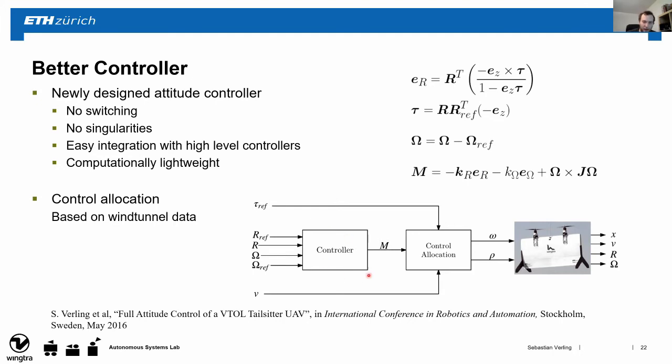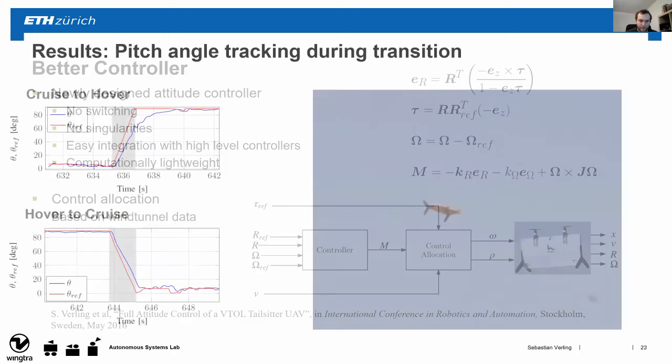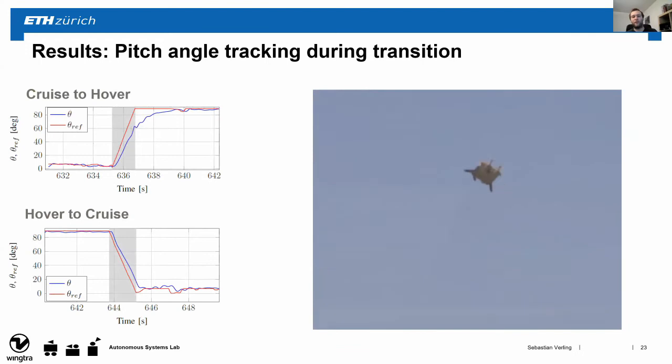Now having the controller and also the control allocation, which we based on the previously seen wind tunnel data, we could then tune the controller a bit, and this is the result after some initial tuning, where you can see the pitch angle tracking during the forward transition and the backward transition. Here in red, you can see the pitch angle reference, and in blue, the actual angle. Same for here from hover to cruise flight.